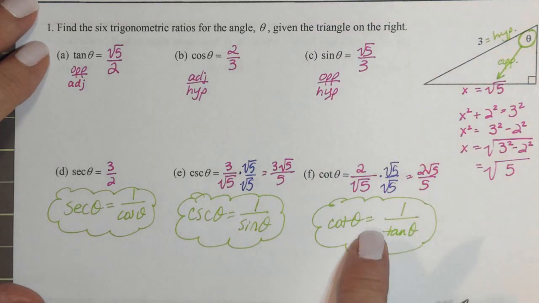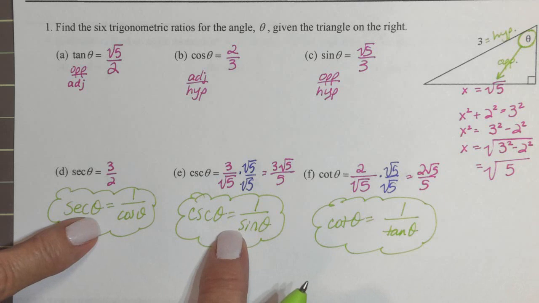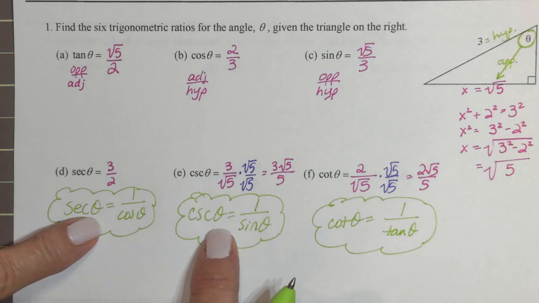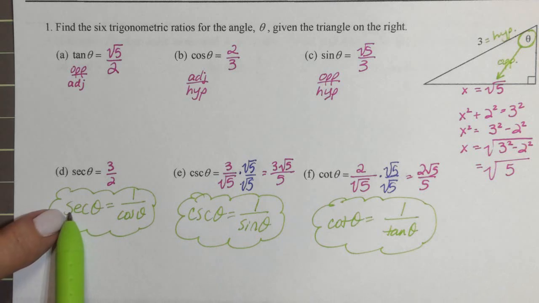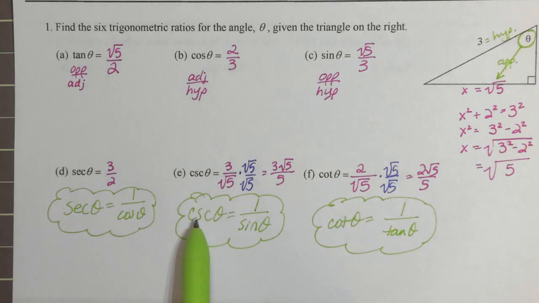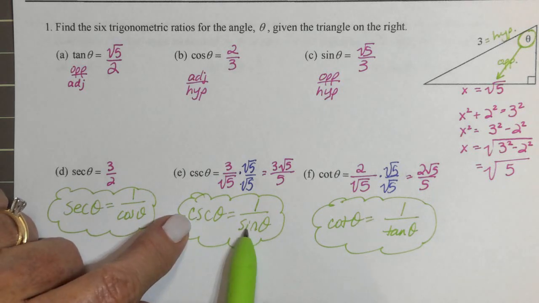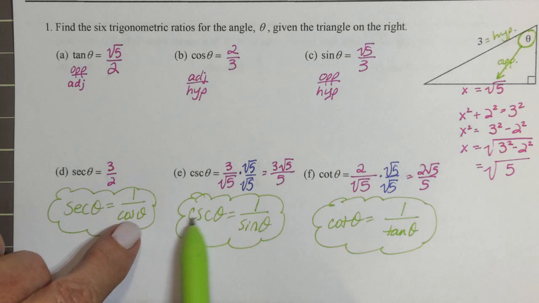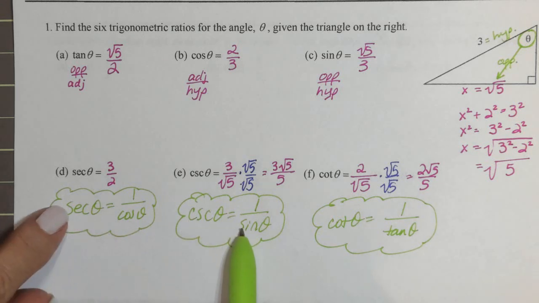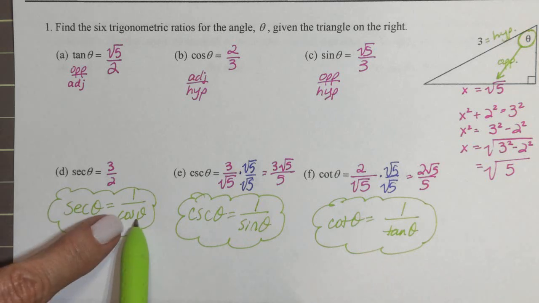Kids, remember that one. These are the ones that kids like to get mixed up. I think it's because secant starts with S, but cosine starts with C, whereas cosecant starts with C and sine starts with S. So kids want to put the two C things together and the two S things together, but they don't go together. Secant goes with cosine.